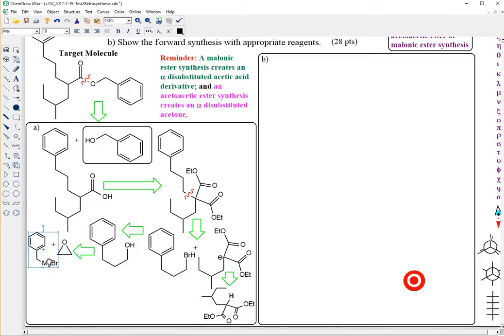This is a couple steps away from benzyl alcohol. This is a couple steps away from ethanol. As you will see, the Grignard comes from an alkyl bromide, which comes from benzyl alcohol, and the epoxide comes from an alkene, which comes from ethanol. Now the task at hand is, how do I make this structure?